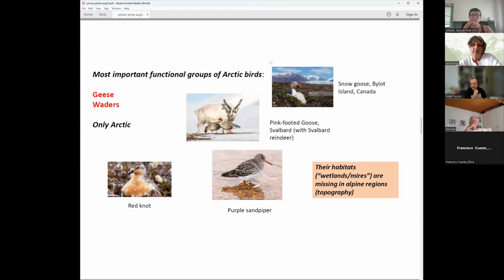Okay, in this case, the explanation is rather obvious in the sense that the habitats for these species are not found in the mountains. They need this kind of flat habitat with mires and wetlands and so on. And these habitats are very rare, or cover only small areas further south. So in that case, the explanation for why you have only Arctic species and not arctico-alpine ones can be found in the habitat, not the climate, but more the habitat.